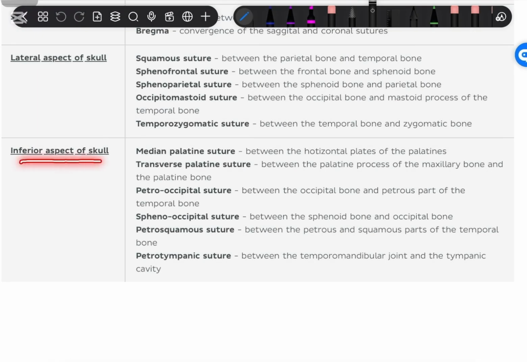Now we talk about the inferior aspect of the skull. On the inferior aspect, we have the median palatine suture, which is present between the horizontal plates of the palatine bones. Next, we have the transverse palatine suture. It is present between the palatine process of the maxilla and the palatine bone. Next, we have the petro-occipital suture, which is present between the occipital bone and the petrous part of the temporal bone. Next, we have the spheno-occipital suture. It is present between the sphenoid bone and the occipital bone. Next, we have the petro-squamous suture, which is present between the petrous and the squamous part of the temporal bone. And at last, we have the petrotympanic suture, which is present between the temporomandibular joint and the tympanic cavity.